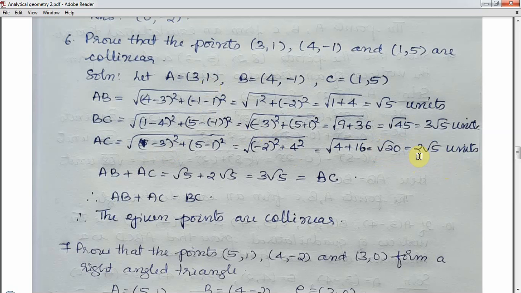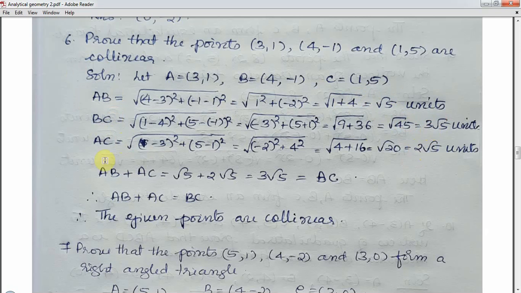Now we will compare the distances. AB, BC and AC. AB is root 5, this is 3 root 5 and this is 2 root 5. Which two, if I combine, I'll get the third one? The first one and the third one, if I add, I am getting the second one. Root 5 plus 2 root 5 gives me 3 root 5. 1 root 5 and 2 root 5, if I add them, I'll get 3 root 5.